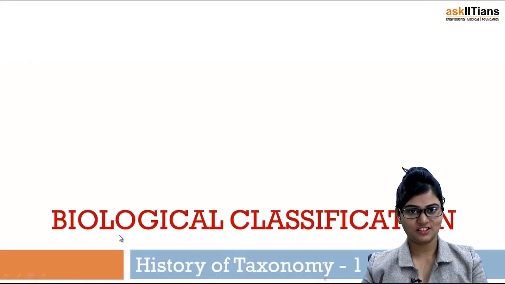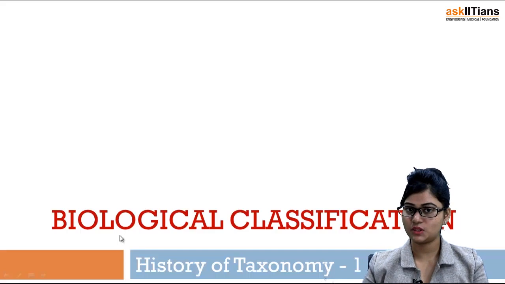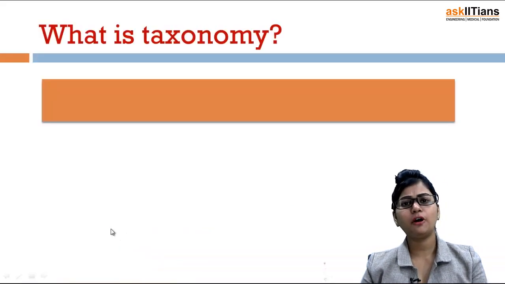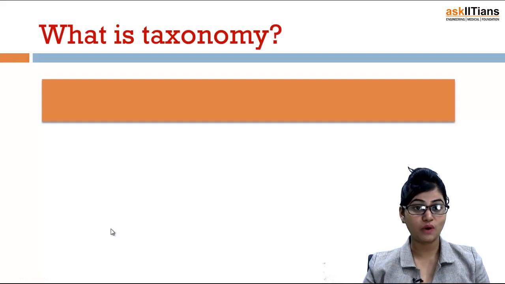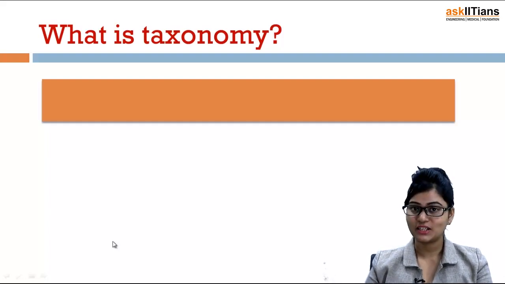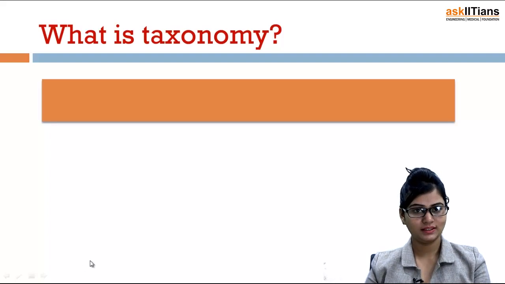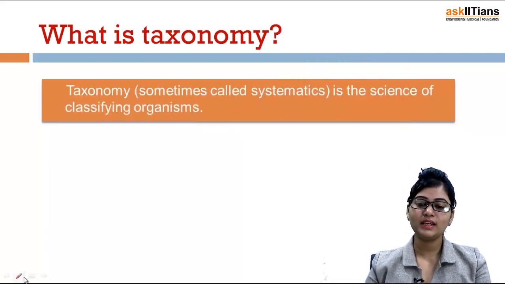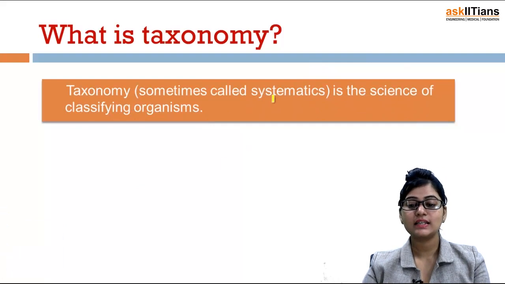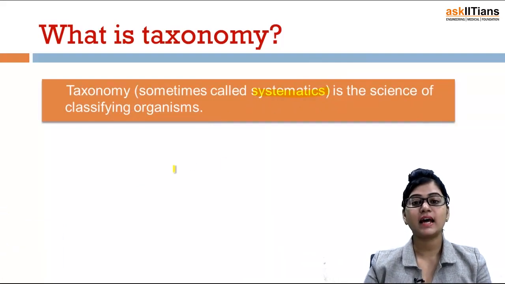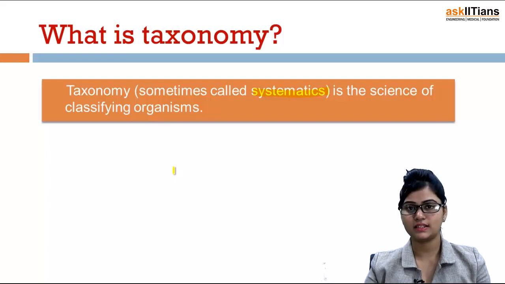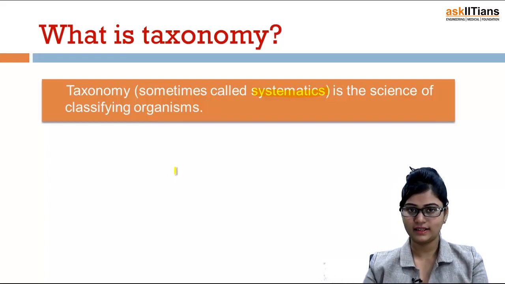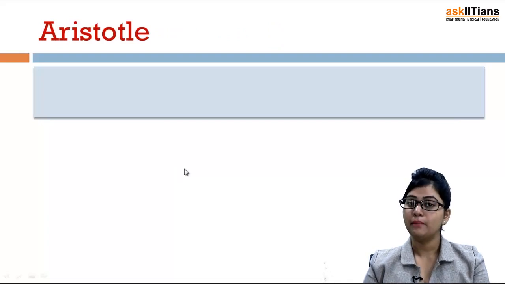Biological classification. Now we will be understanding history of taxonomy. This is part 1. So before beginning with this history of taxonomy, I would like to ask you one question. What is taxonomy? Do you know? Taxonomy, sometimes also known as systematics, is the science of classifying organisms. It is a science in which we are classifying organisms. Let's begin with the history.